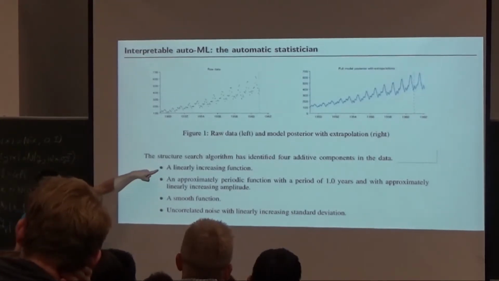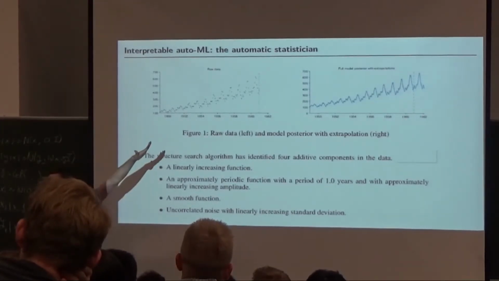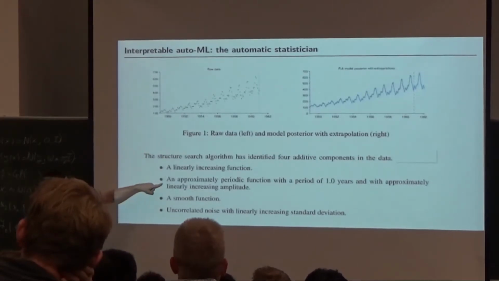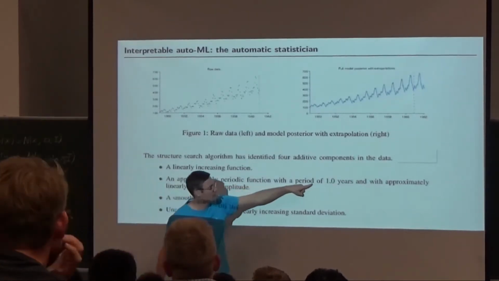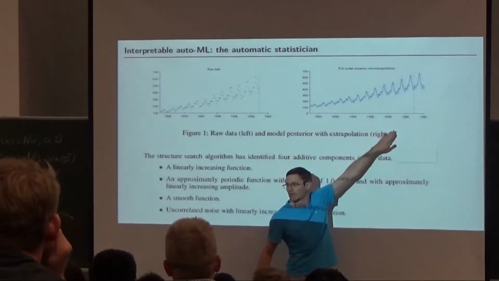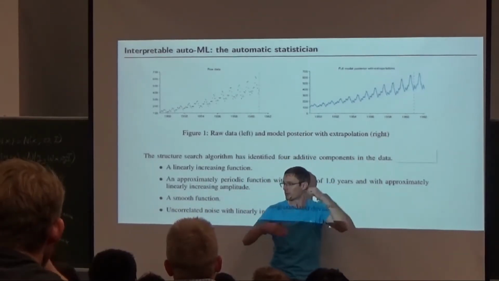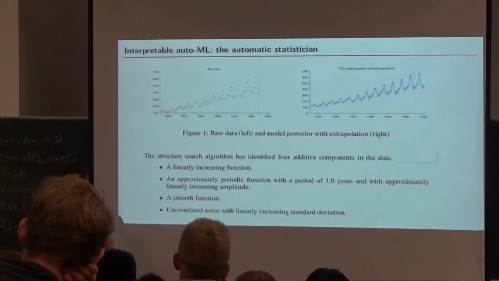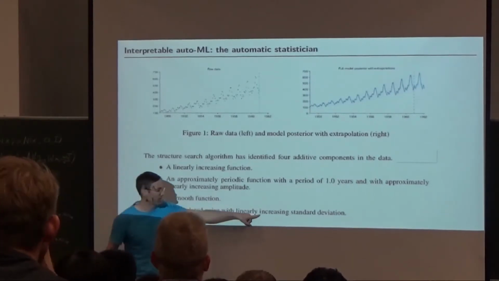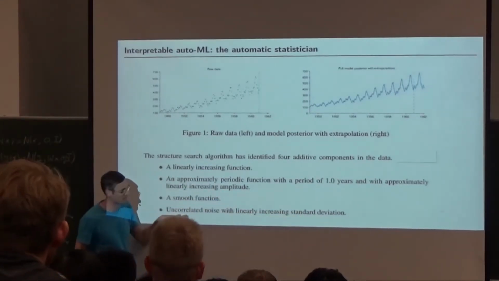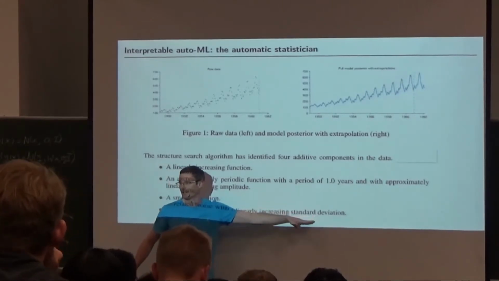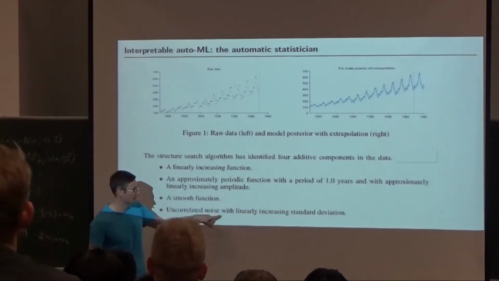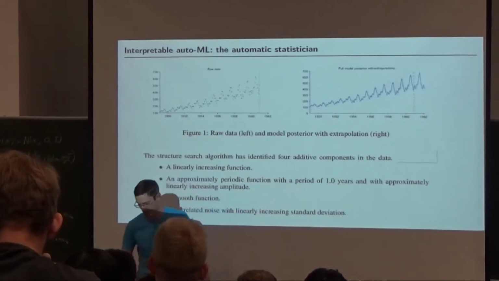The first one is a linearly increasing function for increasing passenger numbers through the years, then an approximately periodic function with a period of 1 year. So it knew what the units were on this axis, and so it could figure out what the period was in the units of the input. 1 year, because things are happening through the year, summer, winter, and seasons. There is a smoothly varying function, and there is also uncorrelated noise with linearly increasing standard deviation. So this is like the discrepancy between the model and the actual observed data, and the model's getting worse over time, relatively, so the standard deviation is increasing over time.